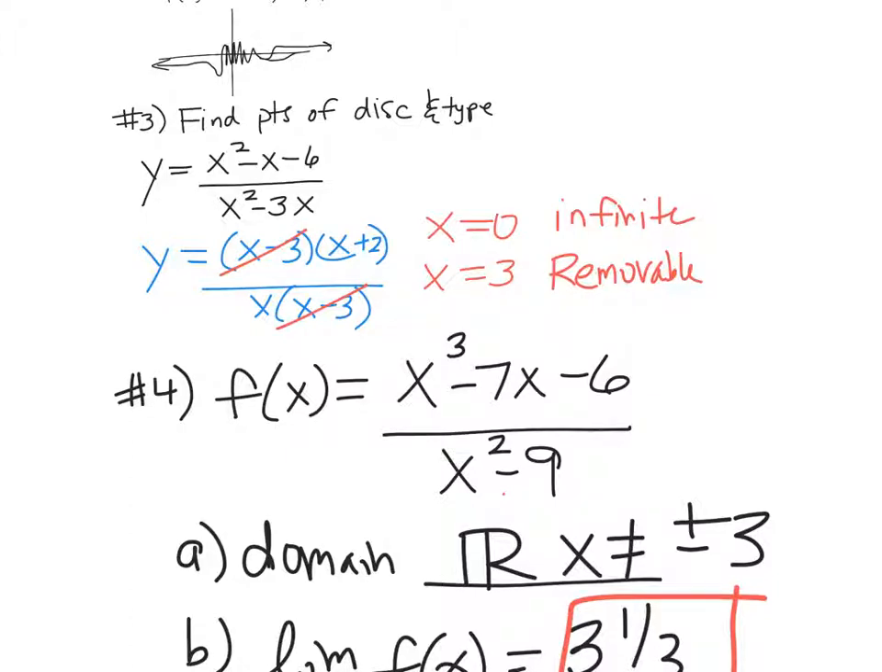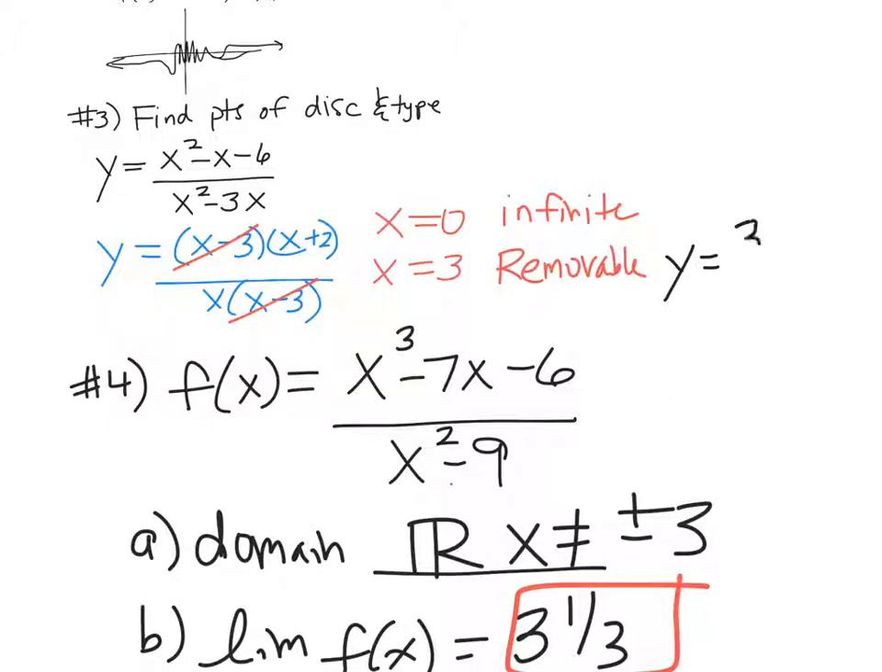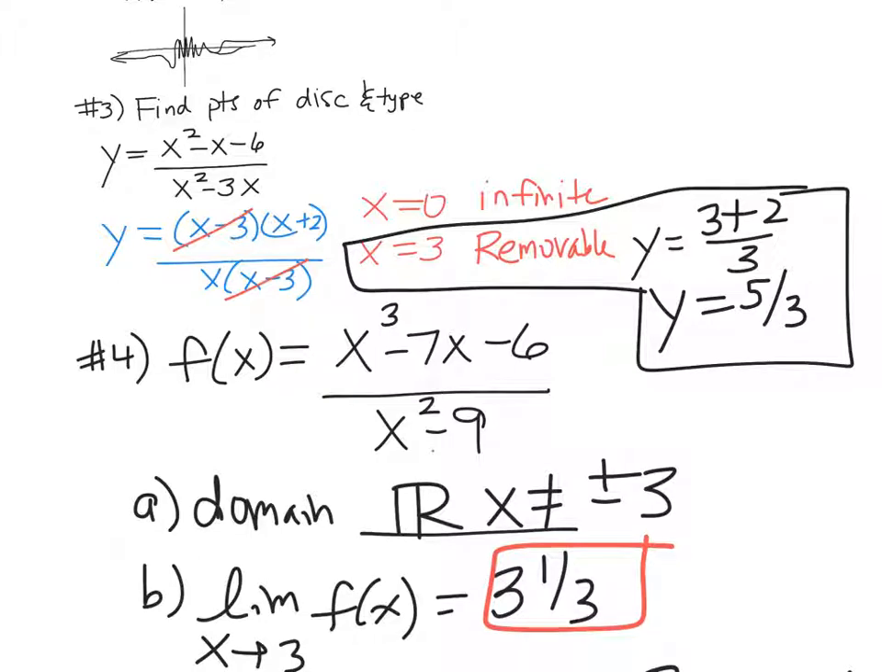For this one, let me go back to this one real quick. They might ask you in the homework, what would y be to make this removable point continuous there? And all you have to do is plug 3 in after you reduce. So y would be 3 plus 2 over 3. It would be 5/3. I think they're going to ask for that. I have a note to myself saying don't forget to mention that. Okay? If they ask you what y would equal in order for this to be continuous at 3, y would be 5/3. You reduce and then you plug it in.